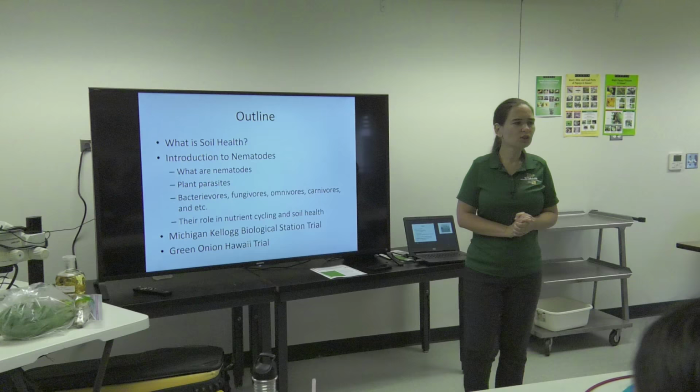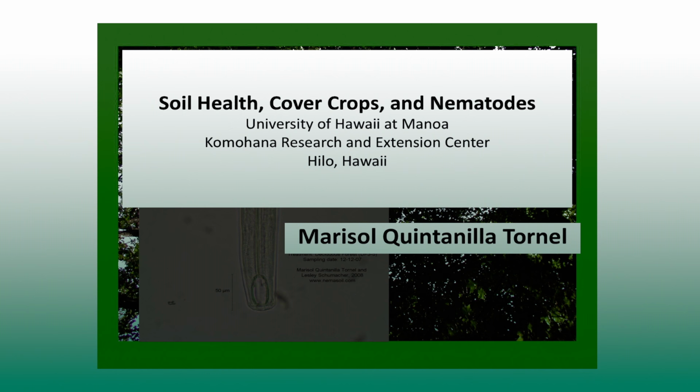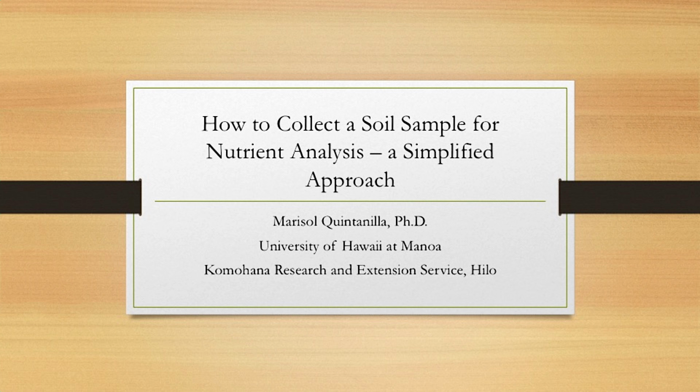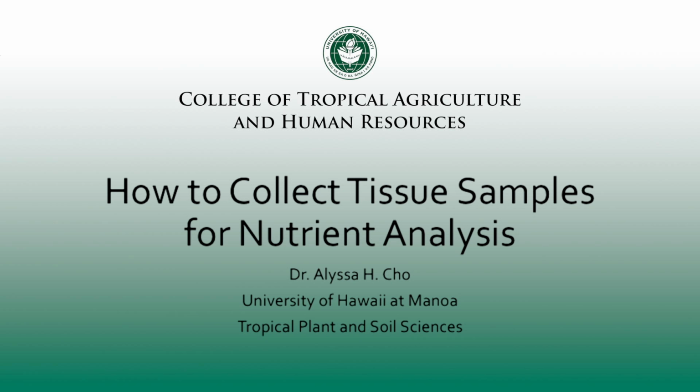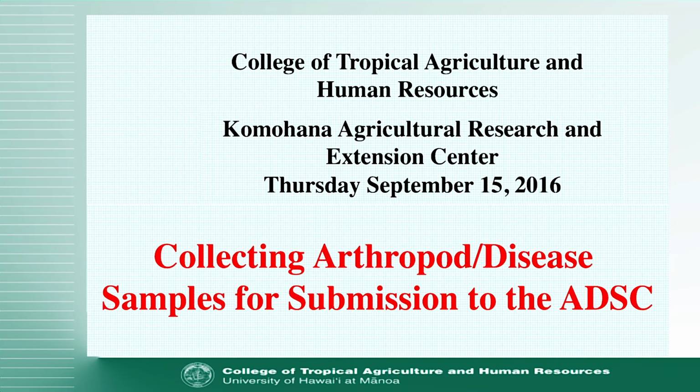So the outline of our first talk, and by the way, there will be a couple of topics. The first topic will be soil health and nematodes. The topic following that will be how to collect samples for nutrient analysis. Then Alisa Cho will give us a talk on how to collect leaf samples for plant nutrient analysis, and then will be followed by Brian Bush. Brian Bush will talk to us about how to collect plant samples for disease analysis, and then we'll have a short outdoor demonstration.